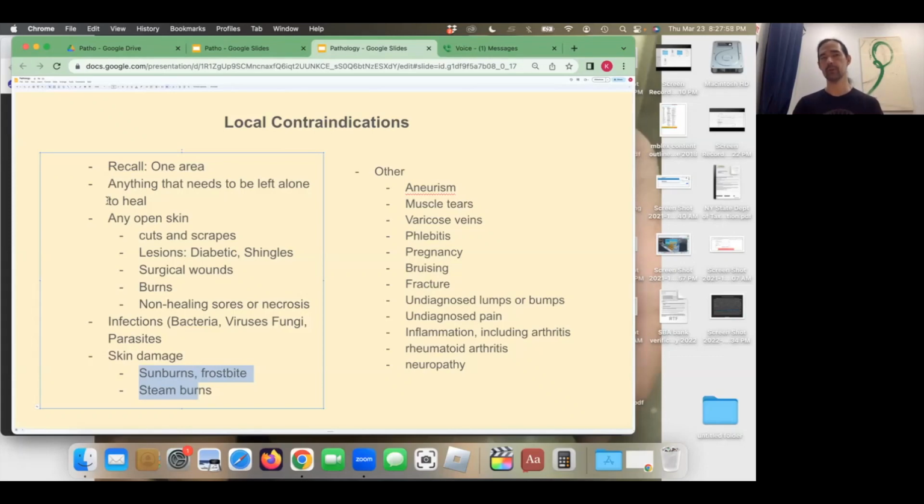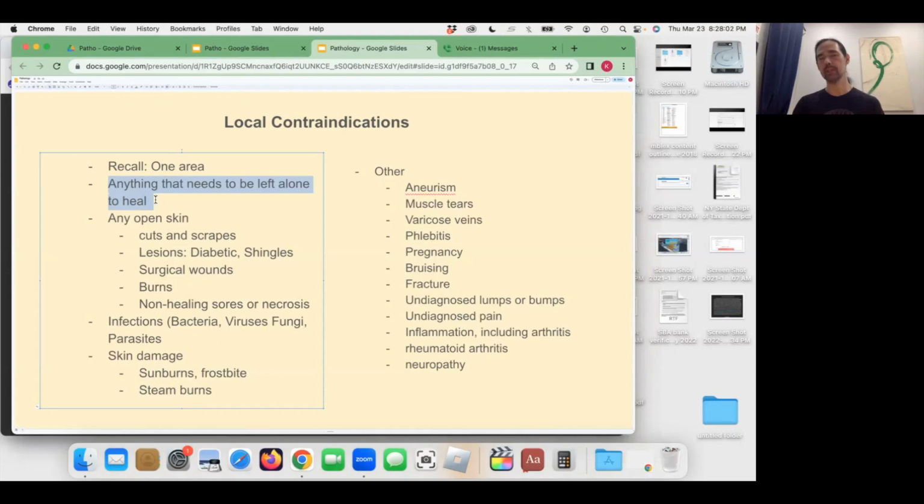Basically, anything that needs to be left alone in order for it to heal, like a burn or a cut, right? You don't mess with those things. You don't fiddle with them. You put whatever topical on there you need, if at all, or maybe some kind of balm, and you cover it and keep it clean, and the body does the rest. And you try to eat well and get a lot of sleep.